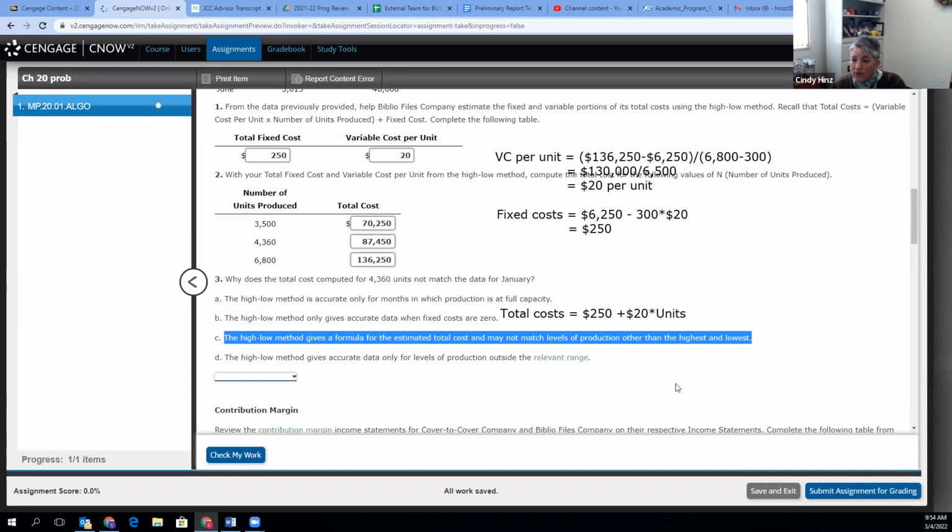The high-low method gives a formula for estimating the total cost. We know for sure that the high and low points are right on the line. We can see that here with the 6,800 units. That was our high point, and it exactly matched. But it's not necessarily going to give us an accurate number, a perfect number, other than those two.